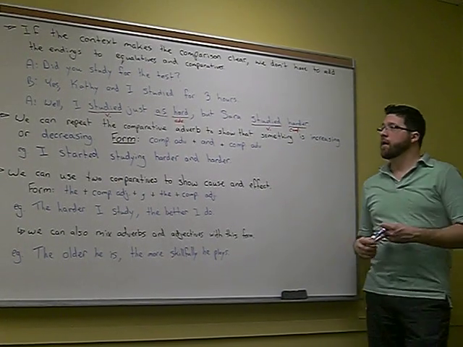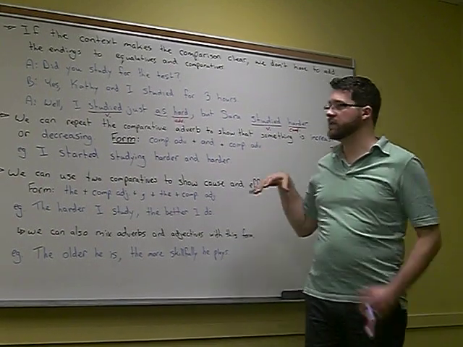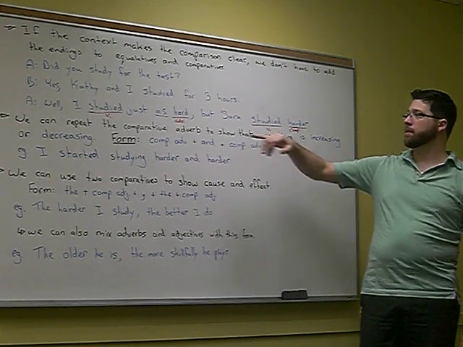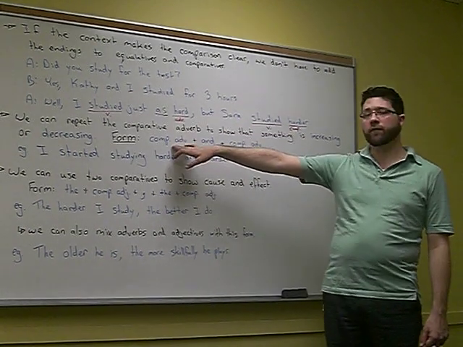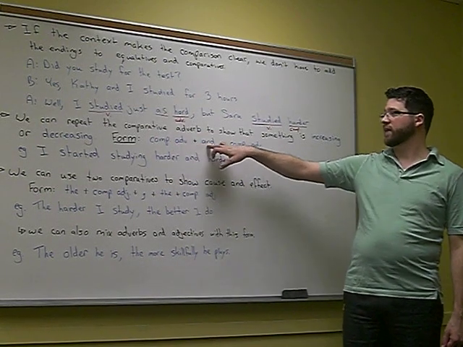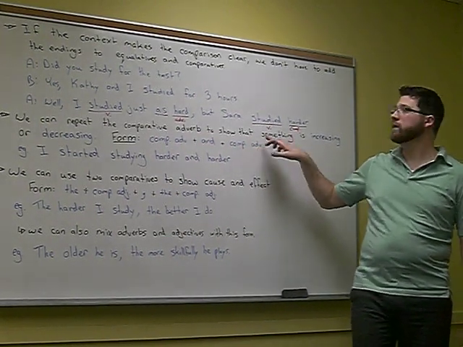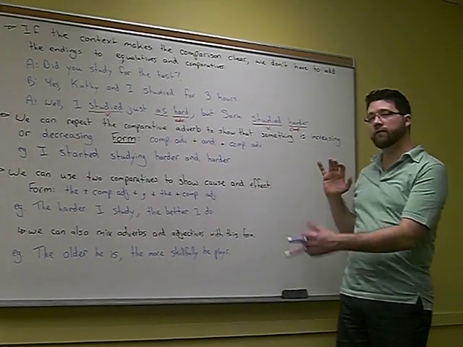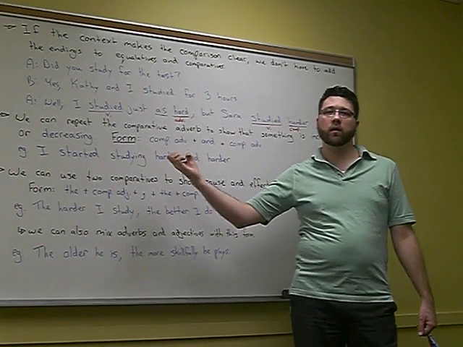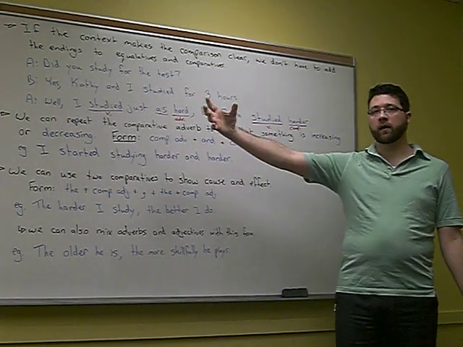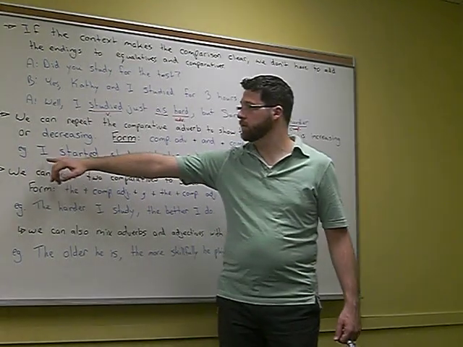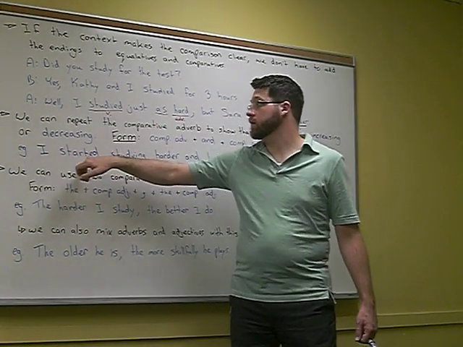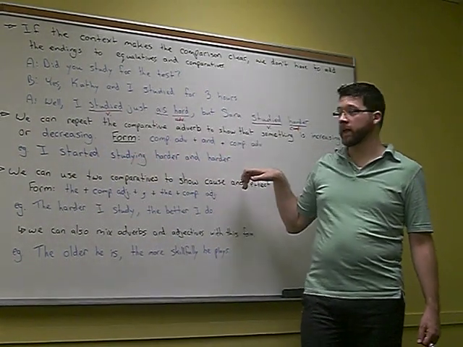Okay. The next use for comparatives is to show something increasing or decreasing. And like our comparative adjectives, we use the form comparative adverb plus and plus comparative adverb. So we repeat the comparative. If it's a long adverb, we just repeat more and more, or less and less. So for example, the Michigan test is probably coming soon. So I started studying harder and harder.